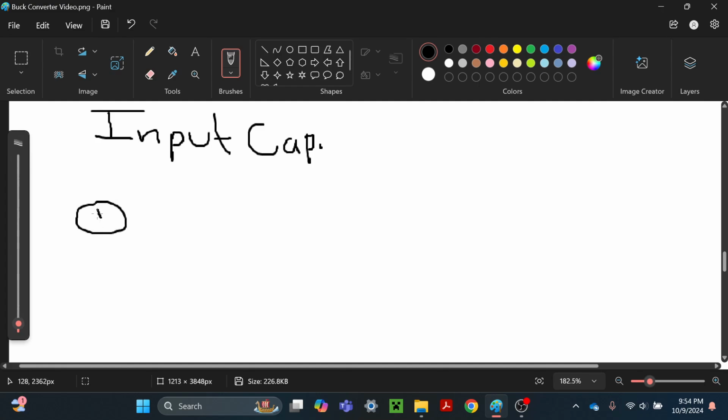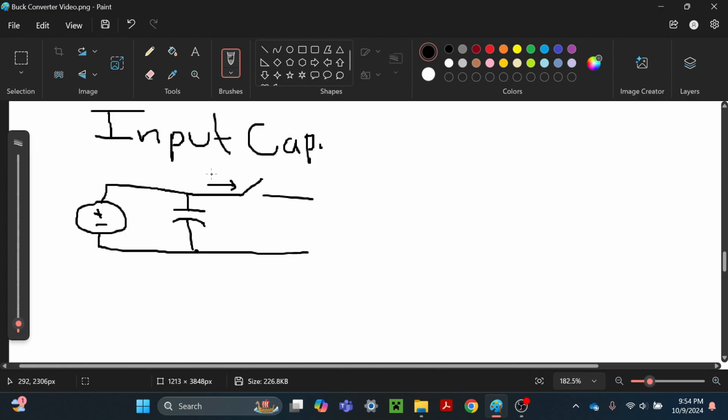So we have our source, and we'll have an input capacitor here. And then this is our switch. So we're going to find this branch current. It's I switch. This is going to be IC. It's going to be I in.